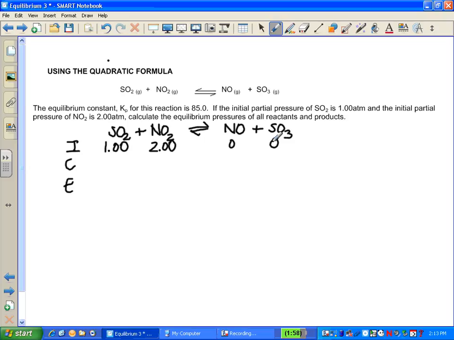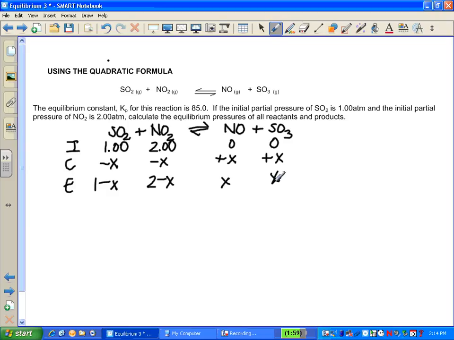To complete the change row, we can see that the products are going to increase, so therefore we know the reactants are going to decrease. They all have a coefficient of 1, so for SO2 it's simply minus X. For NO2 it's minus X. And both the products, NO and SO3, increase by some value of X. Our goal here is to determine the equilibrium partial pressures, so to do that, we need to determine the value of X.